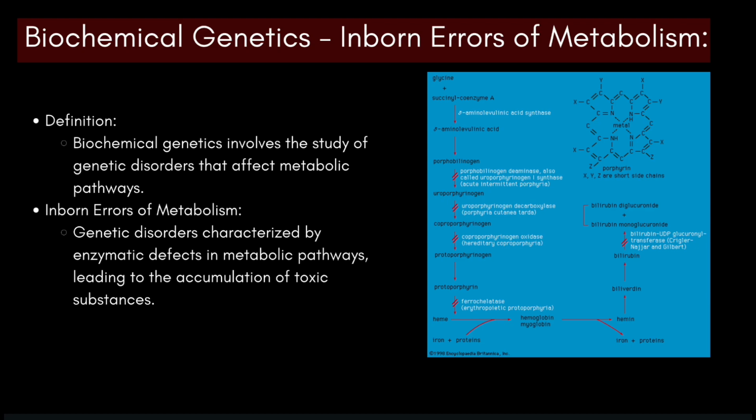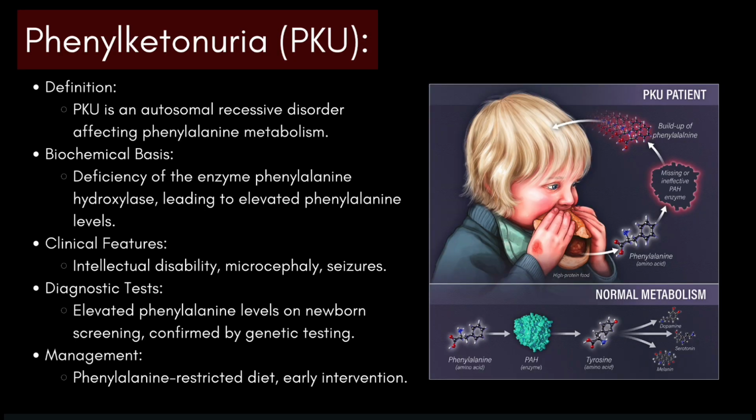So I'd like to open up talking about biochemical genetics, inborn errors in metabolism. Biochemical genetics involve the study of genetic disorders that affect metabolic pathways. Inborn errors in metabolism are genetic disorders characterized by enzymatic defects in metabolic pathways leading to the accumulation of toxic substances. Today's lecture is going to be very reminiscent of the material we covered in biochem, so just keep that in mind as we go through this video.